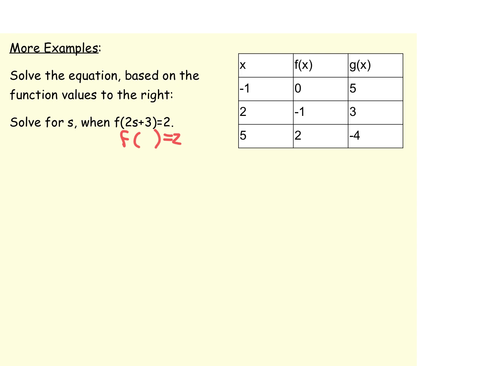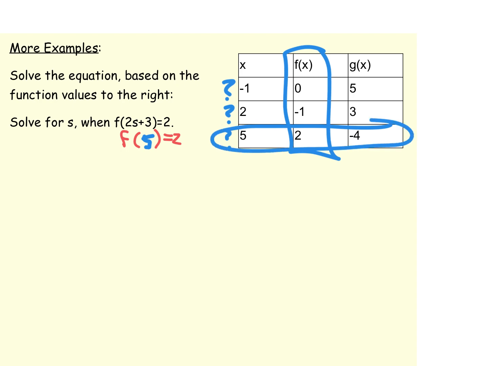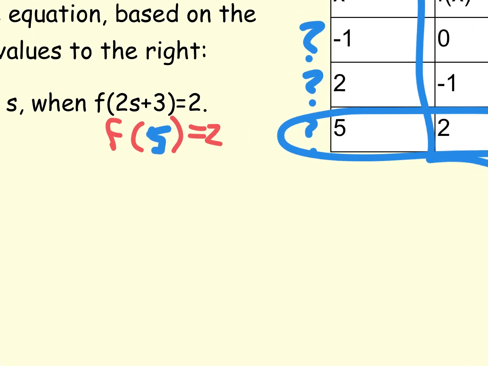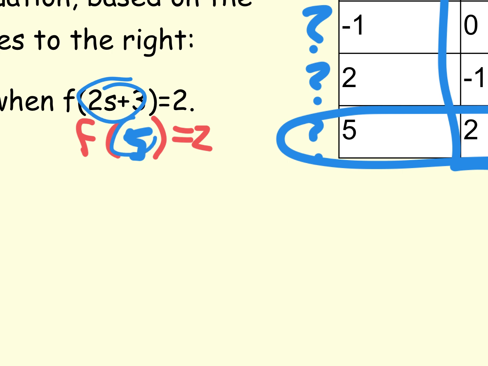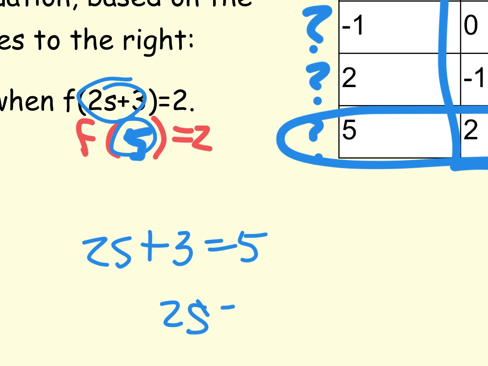For those that still aren't getting this, F of something, I don't know which one, but I'll figure it out in a second. F of something is 2. F of 5 is 2. See? And that leads me to believe that this must equal 5. 2s plus 3 equals 5. So 2s equals 2, s equals 1.